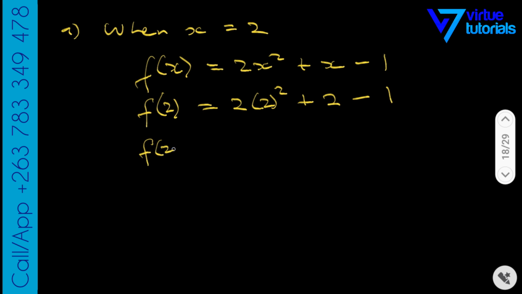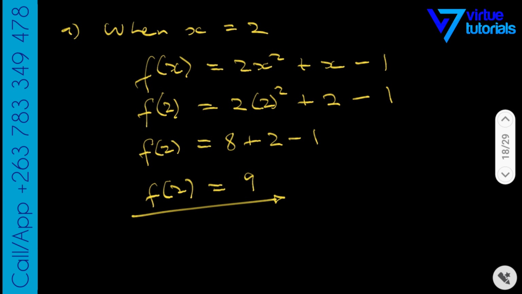So f of 2 will be equal to 2 squared is 2 times 2, which is 4. And then 4 times that 2 will give you an 8, plus this 2 minus 1. So f of 2 will be equal to 8 plus 2, that's 10. 10 minus 1, that gives you a 9. So that's the value that you get when x is 2.